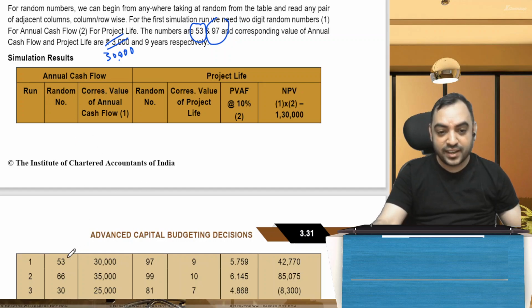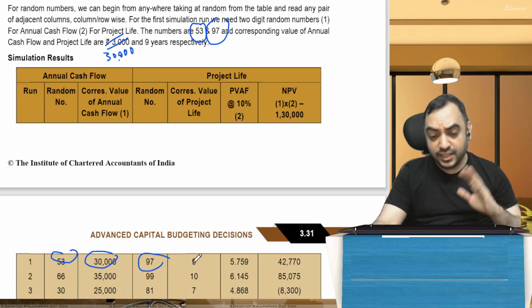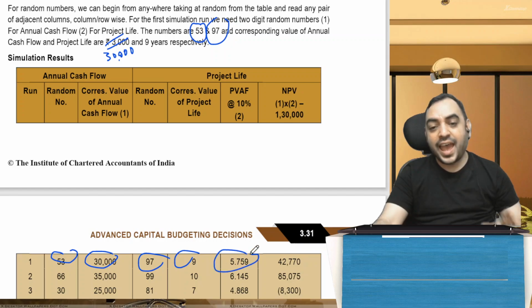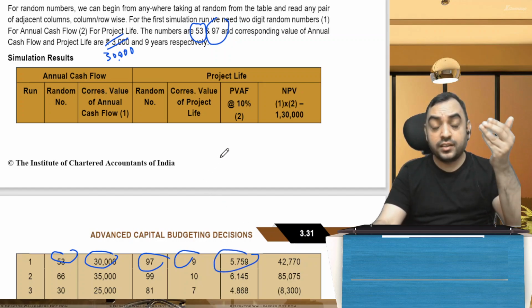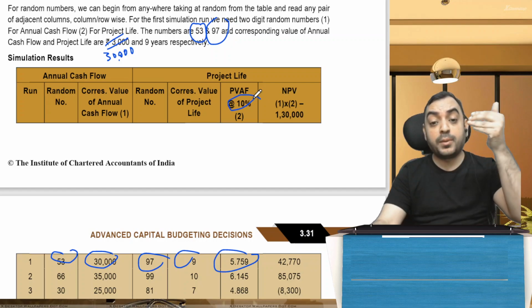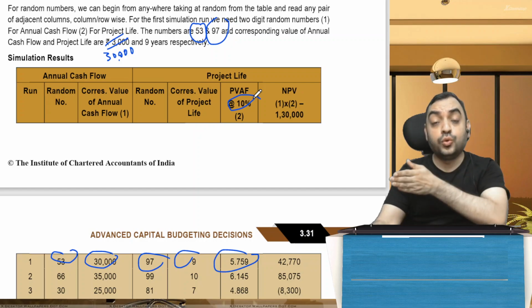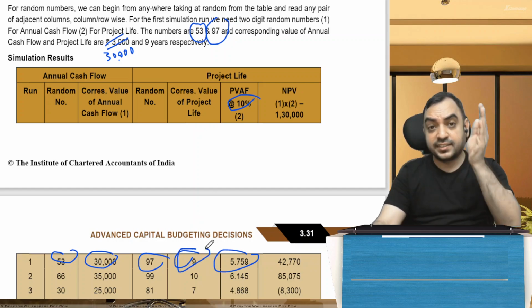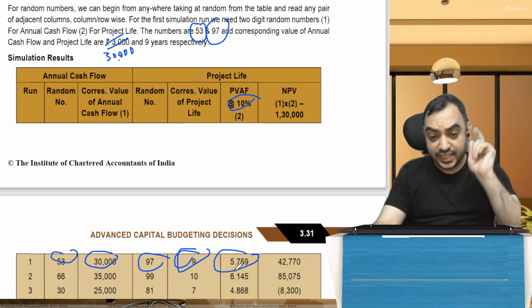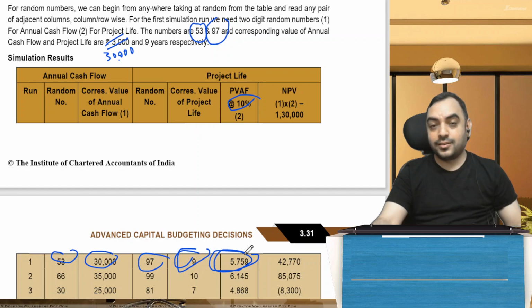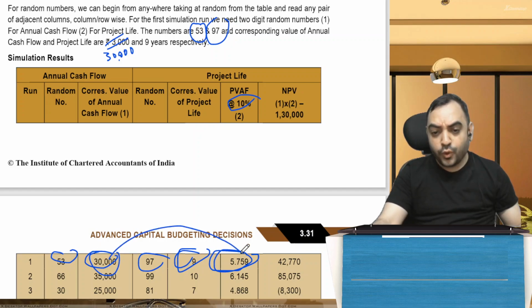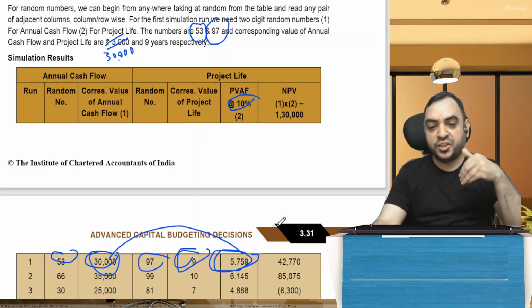So you see they have random number 53, cash flow of 30,000, then random number 97, 9 years. You calculate the annuity factor. How do you do the annuity factor? 10% is the rate of interest, 1 divided by 1.1, repeated as many times as the number of years, 9 times. Then you press GT, that will give you the annuity factor. You calculate NPV: cash flow 30,000 into annuity factor 5.759 is the present value of inflows, minus the investment of 30,000, as they have given.